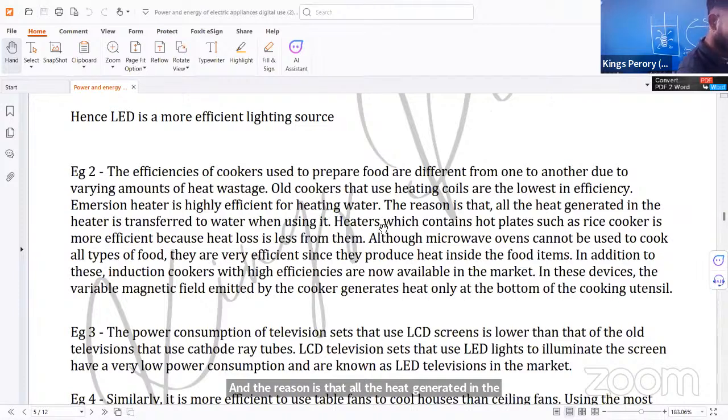Heaters which contain hot plates, such as a rice cooker, are more efficient because heat loss is less from them. Now, inside a rice cooker there is a hot plate, so whatever heat is generated is directly given to the rice there. No loss. Continue reading.